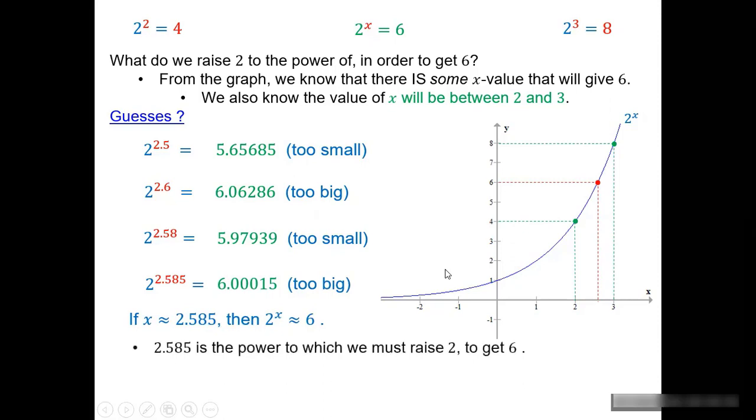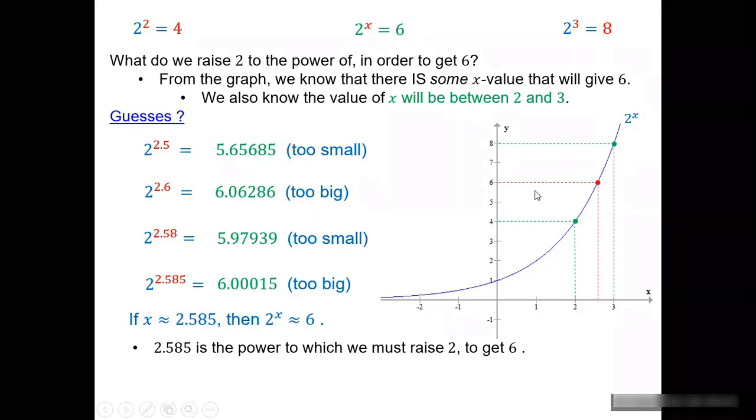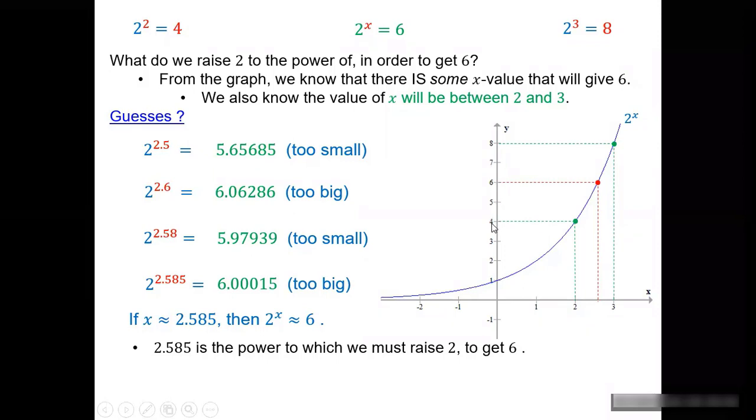So notice that what we're trying to get at here is that 2.585 is the power that we need to raise 2 to in order to get 6. So notice that our objective for an inverse function is this: what if we start with the output and we want to now go backwards to find what the exponent is? This is what we define as a logarithm. A logarithm is simply the inverse of an exponential.